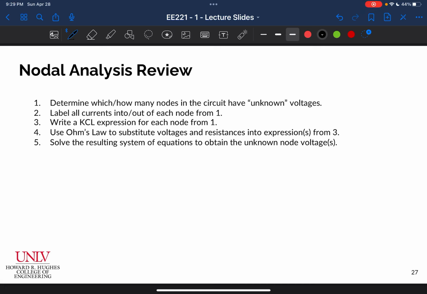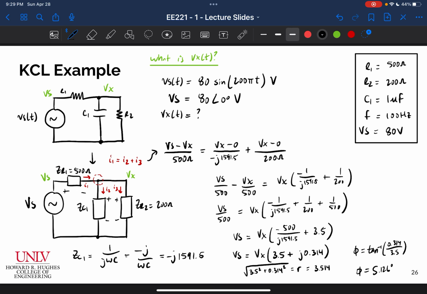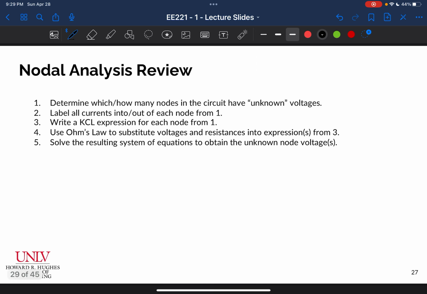All right, so obviously we learned how to do nodal analysis in EE220, one of the simpler types of problem-solving mechanisms for DC circuits. Actually, it just so happens that we basically used nodal analysis in the previous video too. This method of using KCL to find the unknown value of Vx is basically exactly what we're going to do in this problem. Just real quick, I'm going to brush over the steps and then I'll go right into the example.